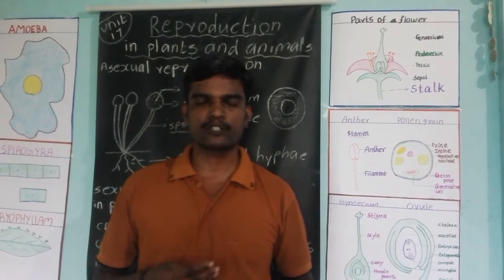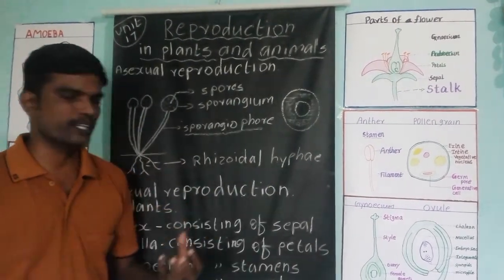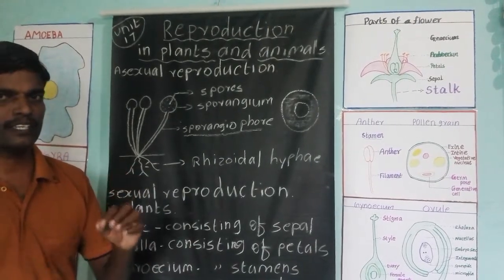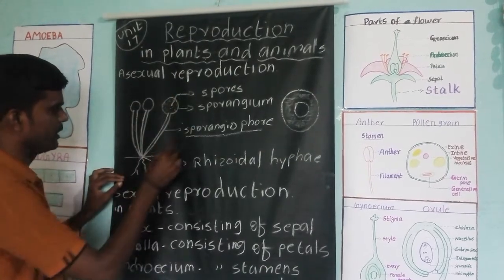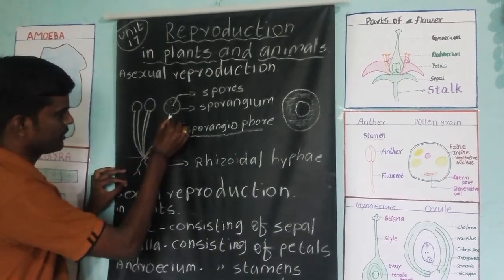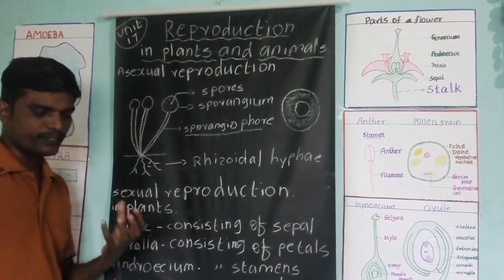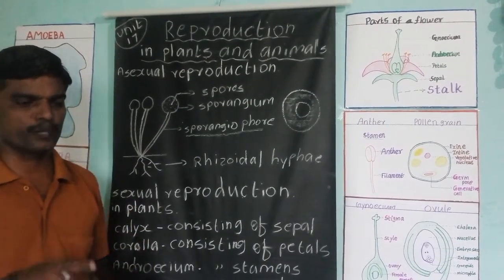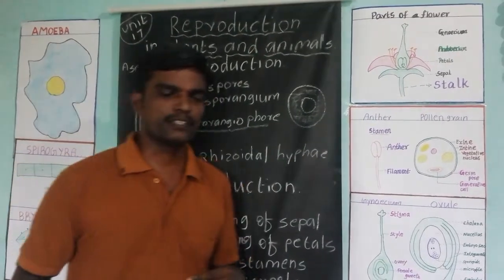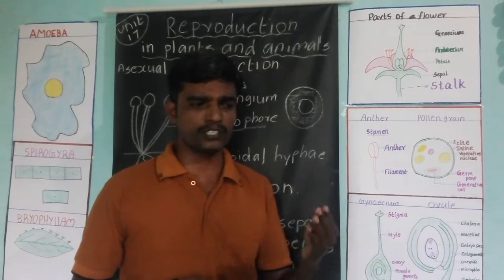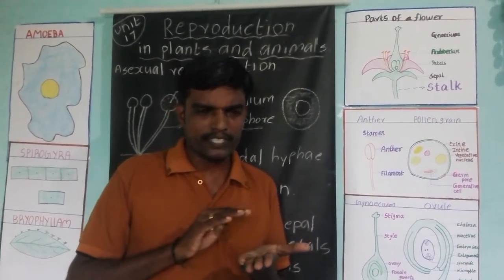So first let me explain what spore formation is. Spore formation we can see in fungi or bacteria. Here, this is Rhizopus. If you take bread, spray water on it, and keep it in an open place for some time, after that you can see a black colored structure very clearly.